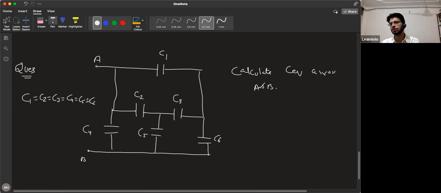See, all are equal, so the bridge must be balanced. You have to remove that 5th capacitor. When you remove that 5th capacitor, you will find series and parallel. I'm waiting for the final answer. Good.